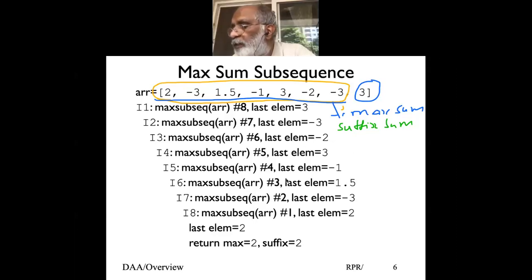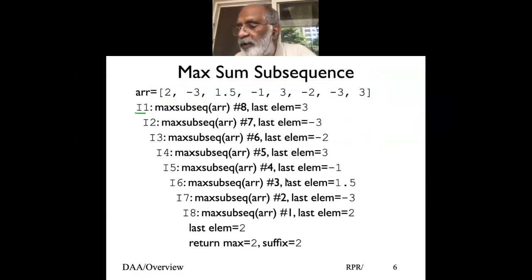So look at the suffix sum. Either it will be zero or it's going to be a positive number. If it is a positive number, I add this last element to it. And if this suffix sum happens to be more than the max sum, then I update the max sum. If at any point in time my suffix sum becomes negative, I'll make it zero. And that's how I'll proceed, and that is what the problem is. So let's look at how it really works out when I keep reducing it.